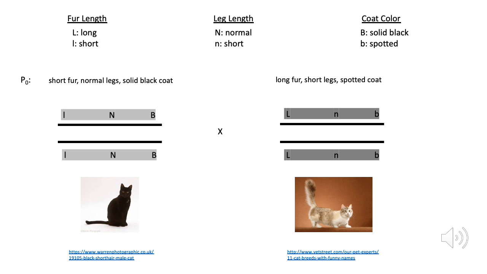Today I will be talking about three-point mapping. Here are the fur lengths, leg lengths, and coat colors of cats. In our parental generation, we have two purebred cats, so they are homozygous and opposites of each other.